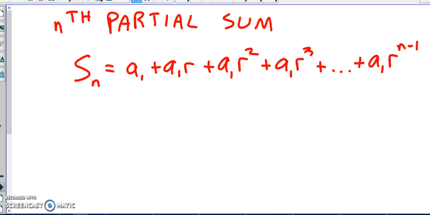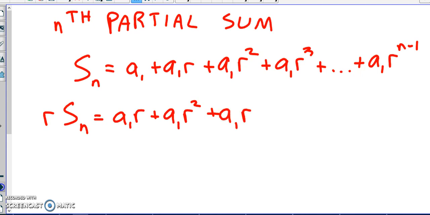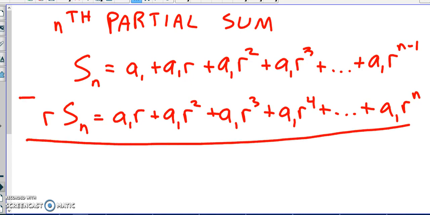Now what I'd like to do is take r times S sub n. So that would be a1r plus a1r squared plus a1r cubed plus a1r to the fourth plus dot dot dot plus a1r to the nth. And what I'd like to do is subtract those two.